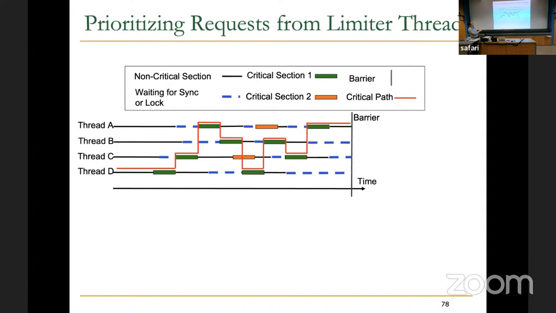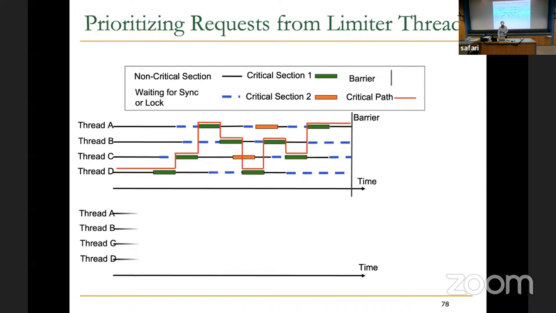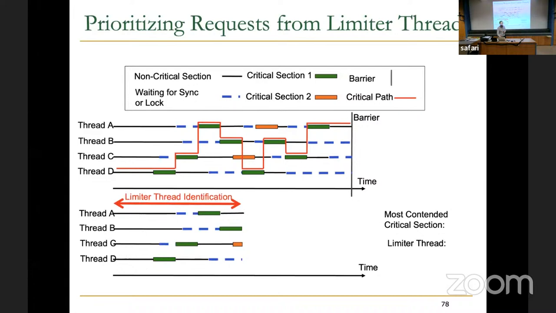But critical path is much harder to identify while the program is executing online, right? If you have this picture, that's nice. And once you accelerate the critical path, some other part may become the critical path, and that may be bad or good, depending on how you handle things. Basically, the way this scheduler operates is online. So you identify limiter threads with some methods. And once you identify the limiter thread, you prioritize that limiter thread.